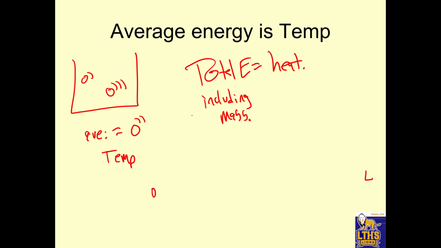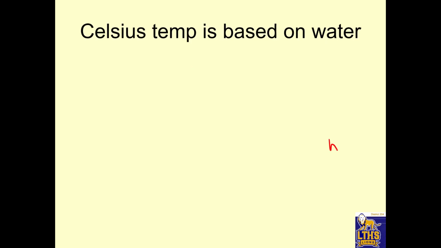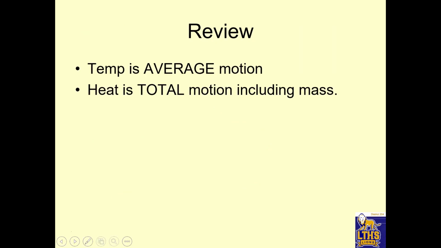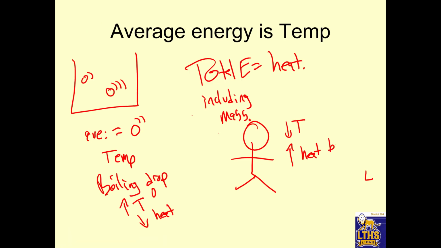So like boiling water, a boiling drop has a very high temperature, very low heat. But if I had a giant ice sculpture of, say, Aaron, made of ice, it has a low temperature, but a high heat, because lots of particles.